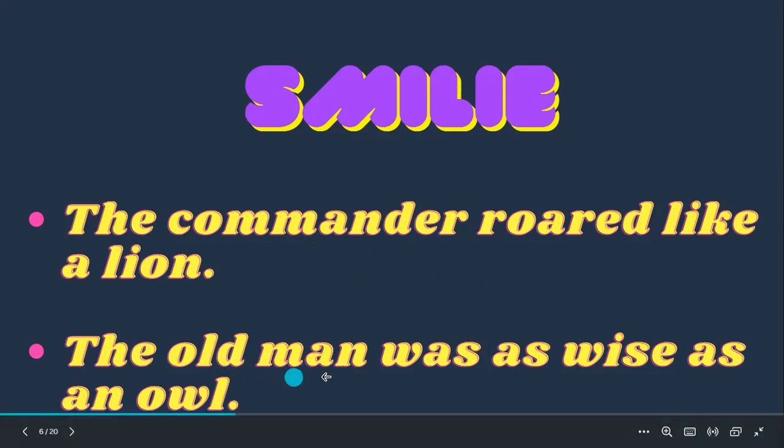The old man was as wise as an owl. Sometimes in cartoons they let this animal wear eyeglasses as a sign of wisdom. So the owl is always related to wisdom. So they are saying that this man was as wise as an owl. As here shows that this is definitely a simile.